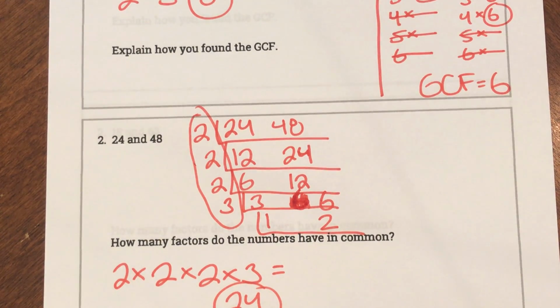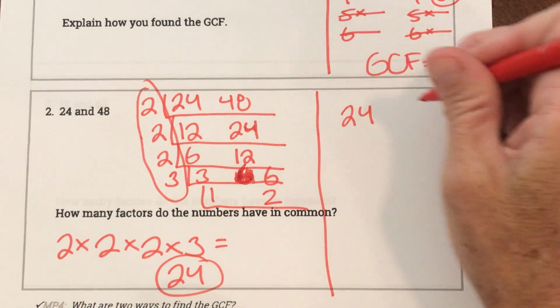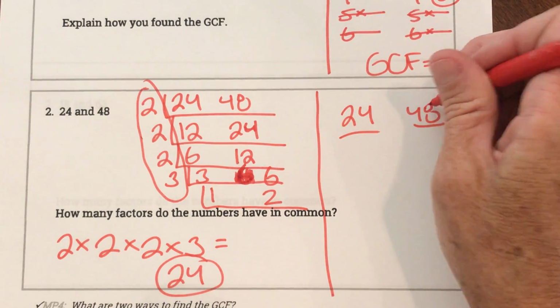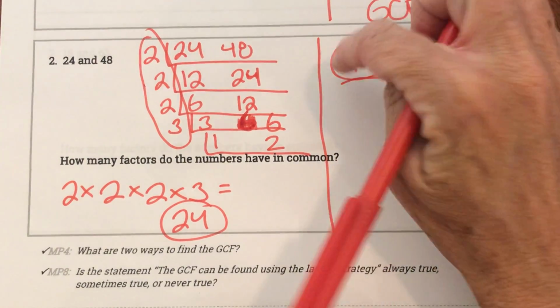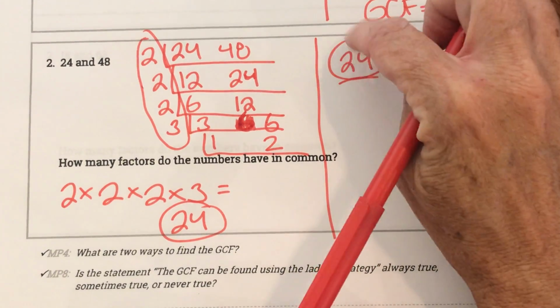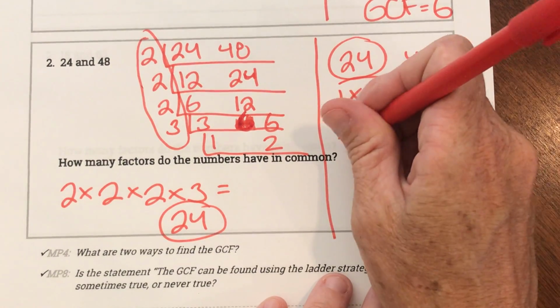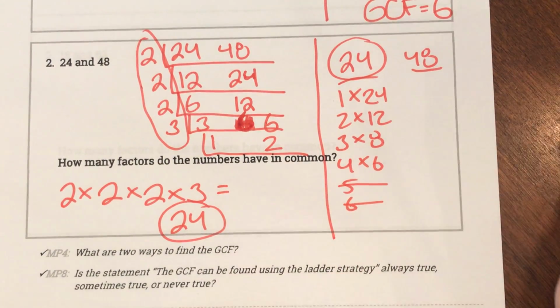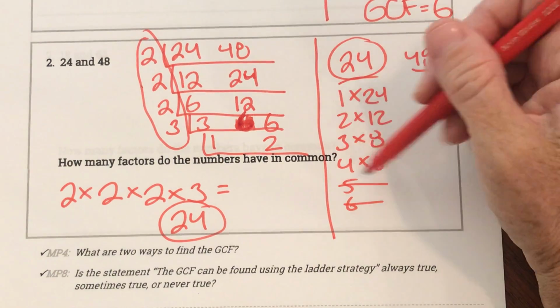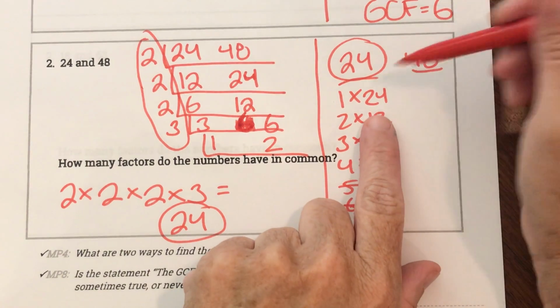24. So my GCF is 24. Or if I use the other strategy of listing, my numbers are 24 and 48, but here's the shortcut. You actually only have to list them out for the smaller of the two. So I only have to really list them out for 24. So I'd get 1 times 24, 2 times 12, 3 times 8, 4 times 6, 5 doesn't work, and 6 repeats. So once I list them for the smaller one, I can just check them for the larger one. And I'm looking for the greatest, so I want to check the greatest.